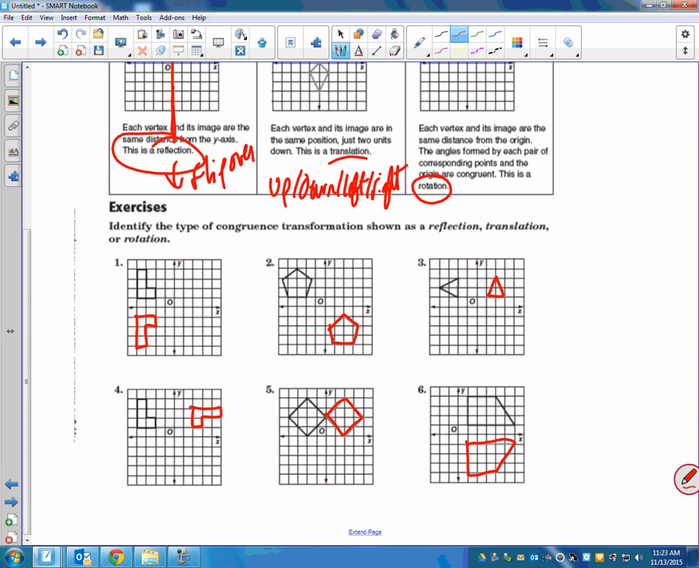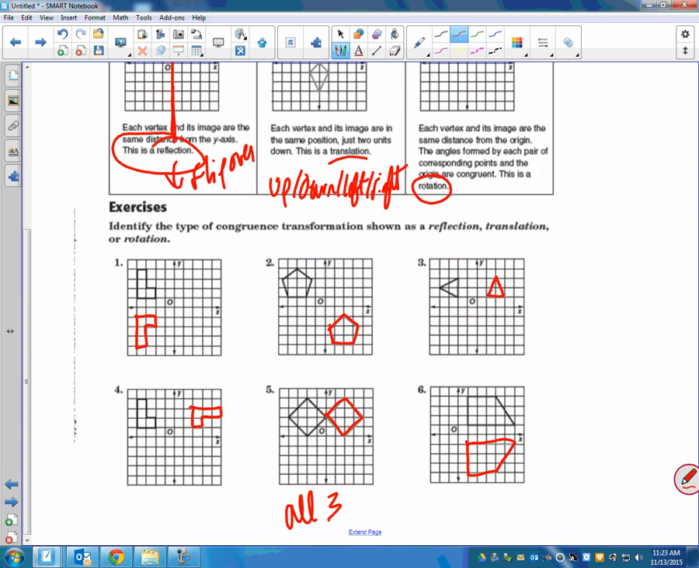I thought for number 5, I thought reflection right away. Yeah, because I thought like flipping it over the y-axis, but definitely translation would also work because you could slide it, and if you took that and rotated it, would you get that shape? Yep. So this one could be all 3. I'm just gonna write that.